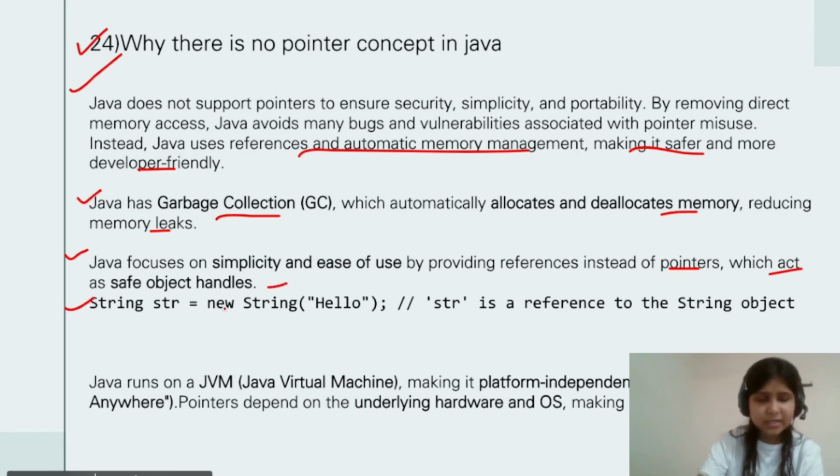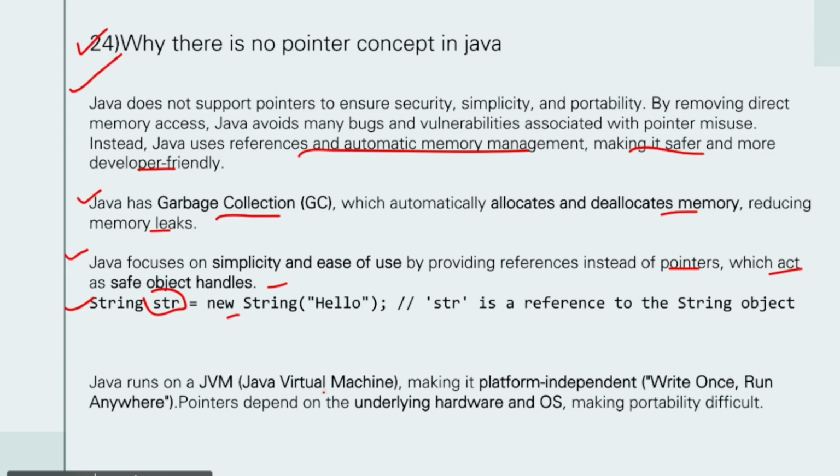Okay, so we have this, like we are creating one String reference object. Okay, we are creating one object of String, and this is the reference. Okay, this is not the pointer. Okay, this is the reference. Java runs on a JVM, Java Virtual Machine, which makes it platform independent. Okay. Write once and run anywhere. Pointers depend on the underlying hardware and OS, making portability difficult.